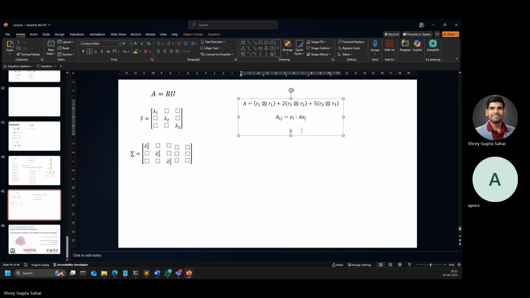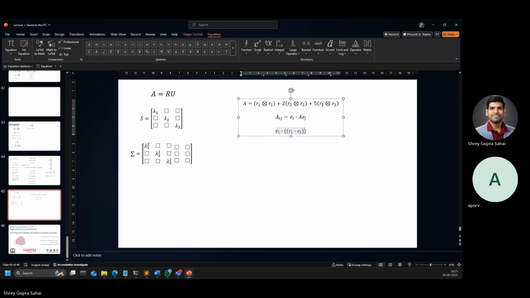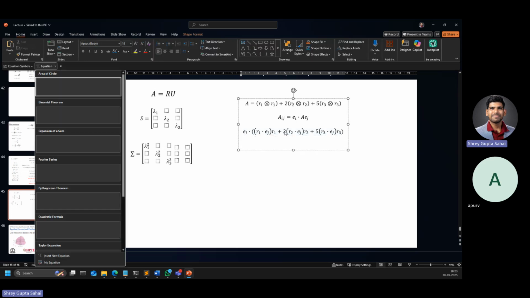Ei R1 dot ej, then R1, and so on. Similar thing. Plus 2, this will be R2, this 5, R3. Also, let's write what is R1, R2, R3.